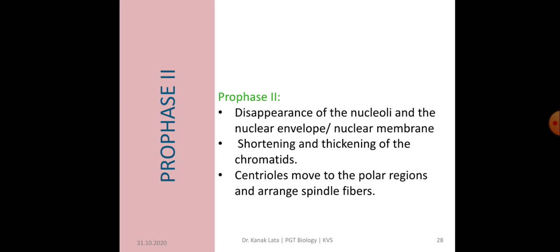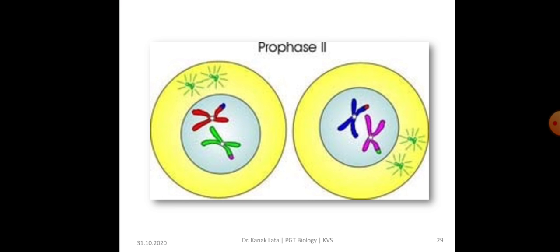First we will discuss prophase 2. Prophase 2 is very short. There is disappearance of nucleoli and the nuclear membrane. The chromosomes, each comprising 2 chromatids, become visible in the nucleus. There is shortening and thickening of the chromatids. Centrioles move towards the polar regions and arrange the spindle fibers. Here you can see prophase 2 of both the daughter cells.